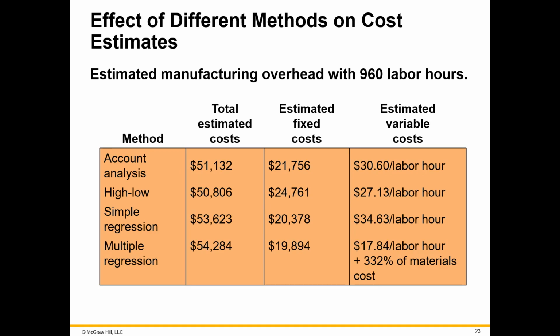And finally, the last slide shows us different cost estimate methods we can use. We've talked about the account analysis method, high-low, simple regression. We didn't talk about multiple regression. That's if we have more than one variable, but it's beyond the scope of this course. As you can see, the methods have slightly different results. Using the account analysis method, we got an estimate of $30.60 per labor hour. The high-low method gave us $27.13, and the regression gave us $34.63. So the recommendation is usually to do more than one method of cost estimate if you can.